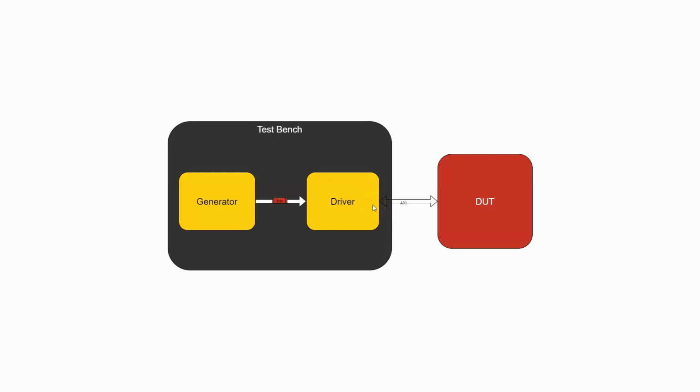Now what you need to do is instantiate the generator and the driver class within your top level test bench module. And also you need to connect them together by using the mailbox, because there is a mailbox instance within the generator and the driver, but you need to make sure that they are connected together by using an external mailbox. And finally, you need to connect the driver virtual interface to the actual DUT interface as well. Now let's look into the code.